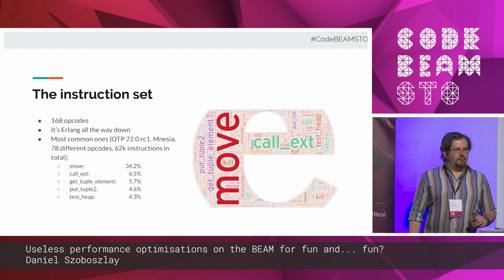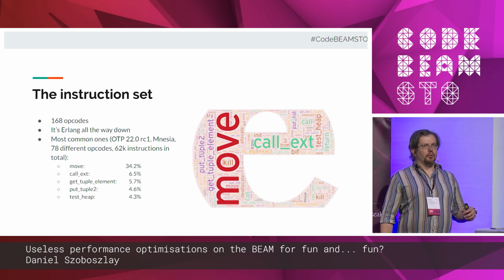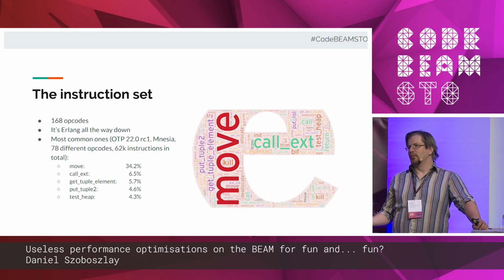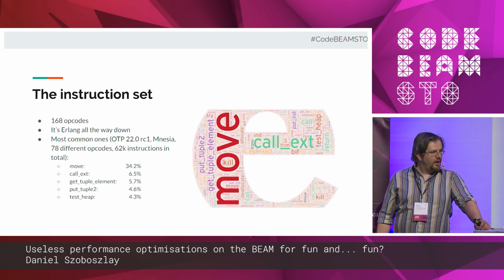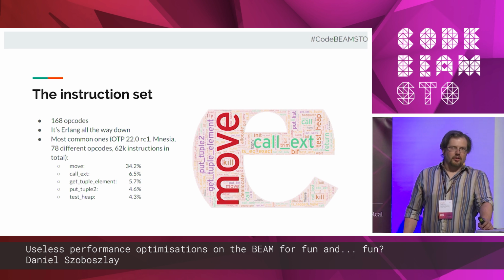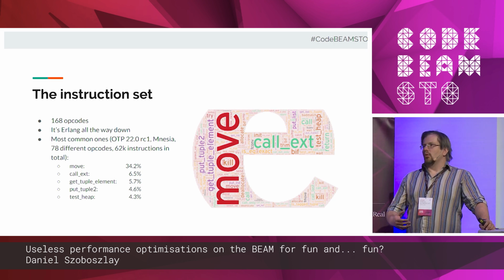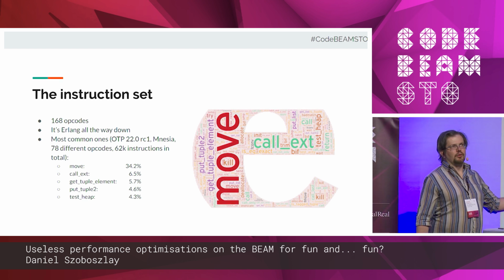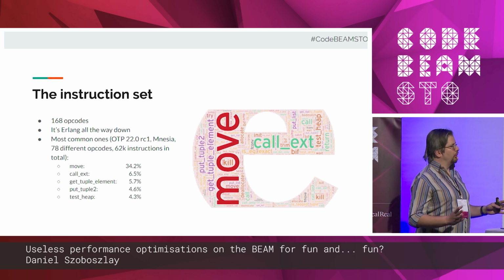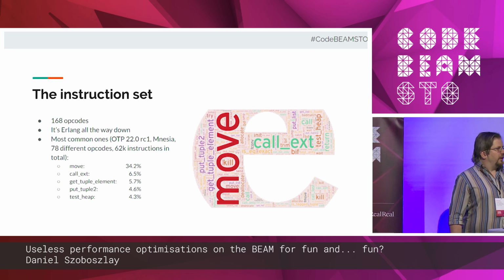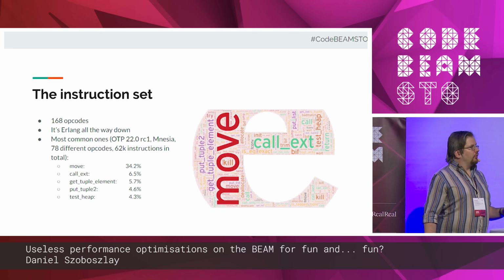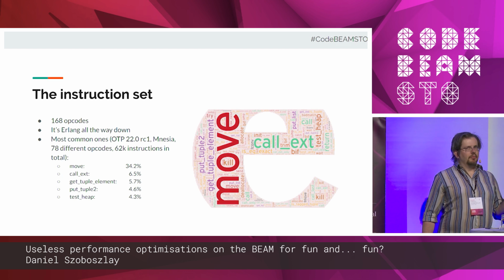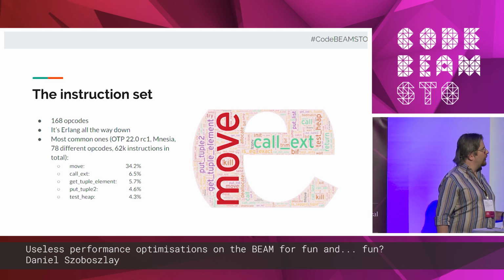I generated it from the Mnesia source code from OTP 22 RC1, which is the version of the compiler that I use for all these examples. And I think Mnesia is quite representative of what an Erlang application used in a control plane may look like. If you compiled, I don't know, a JSON parsing library, that would probably be a bit different. But when it comes to Mnesia, it compiles to 62,000 opcodes in total, and there are 78 different ones. By very far, the most common one is move.